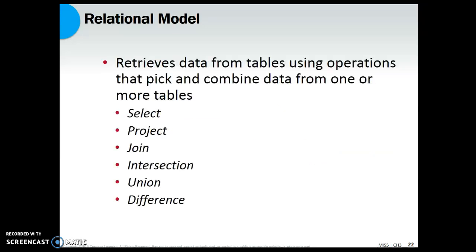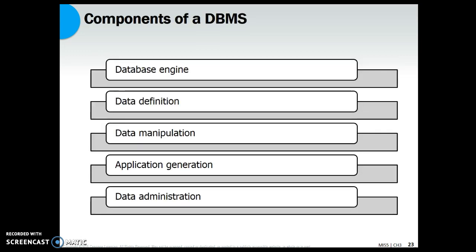So what a relational model does, it retrieves data from tables using operations that pick and combine data from one or more tables. So we're going to start talking a little bit about SQL. SQL is a query language that is used in order to be able to find records or find information in a database. The kinds of things that it does are select, project, join, intersection, union, and difference. Those are the kinds of things that you would use to work in SQL.